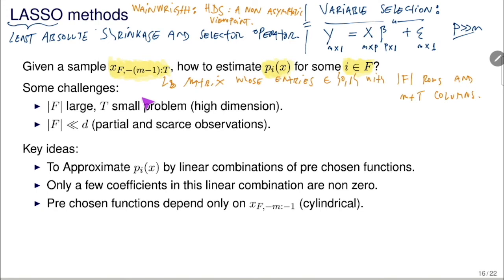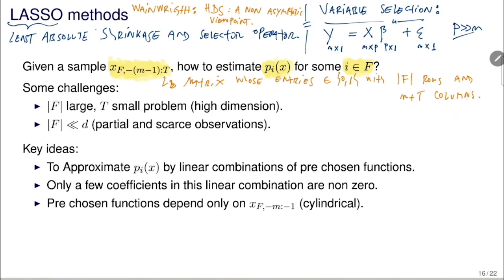So we observe a space-time configuration of zeros and ones, where the space component is F, and the range of the time component is from minus m minus 1 up to t, and we want to estimate the function pi of x from a given i in the set F. If you want, you can really think of the sample as a matrix whose entries are either 0 and 1, where this matrix has cardinal of F rows and m plus t columns.